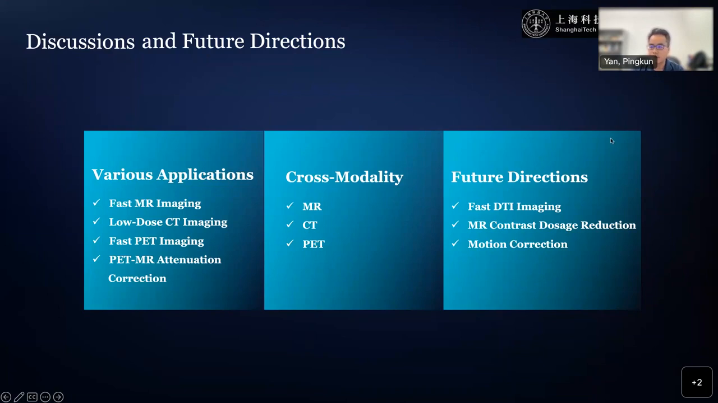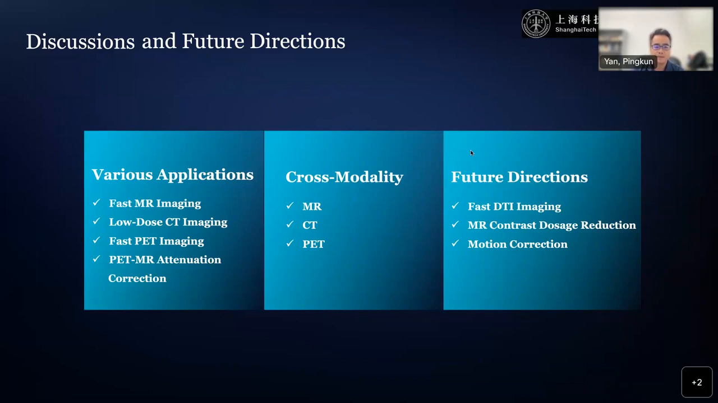So maybe we can first quickly answer the questions in the chat window. The first question: for cardiac abdomen CT reconstruction, why is it better than the standard dose? What's the insight behind this? The person also asked if there's a publication for this.